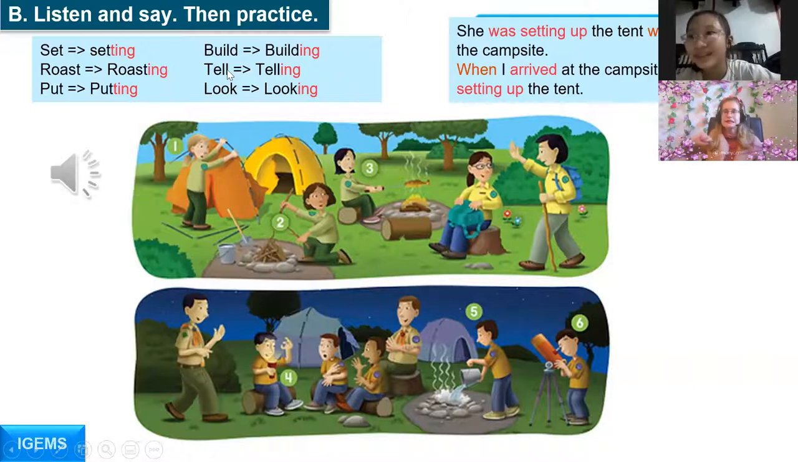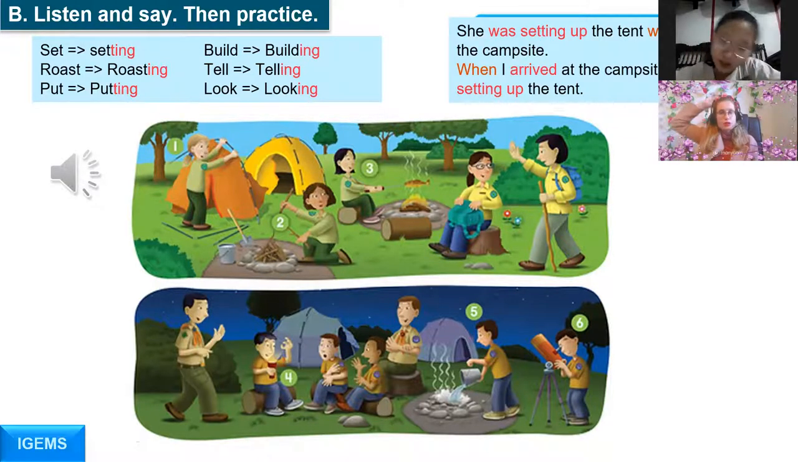Okay, B. Listen and say. Then practice. She was setting up the tent when I arrived at the campsite. Set, setting. Build, building. Roast, roasting. Tell, telling. Put, putting. Look, looking.